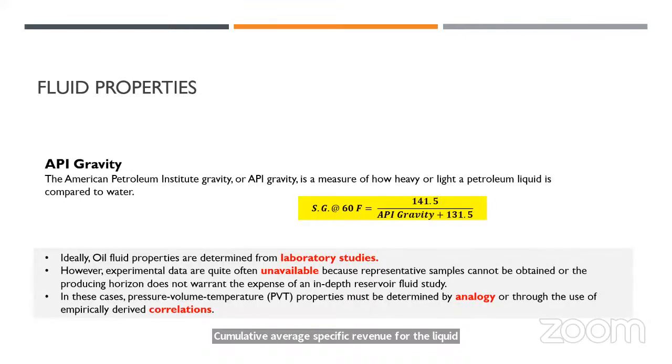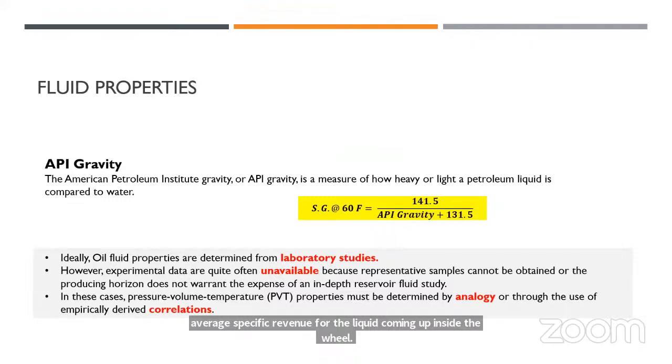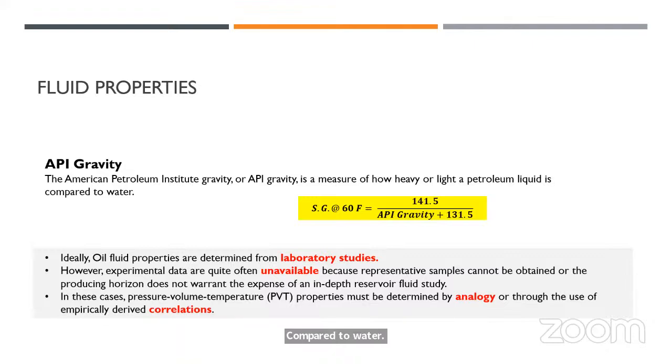API gravity is a measure of how heavy or light the liquid is compared to water. This is one of the inputs that is mandatory to build our well model in Prosper.